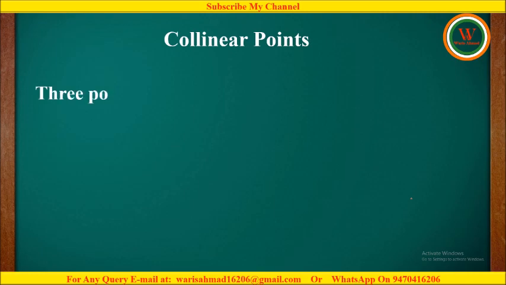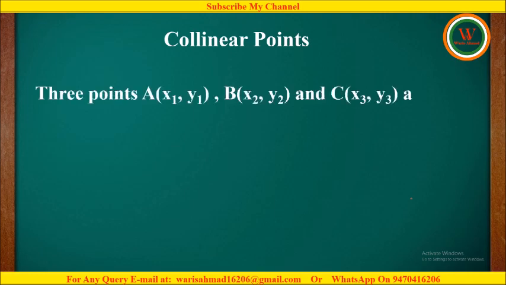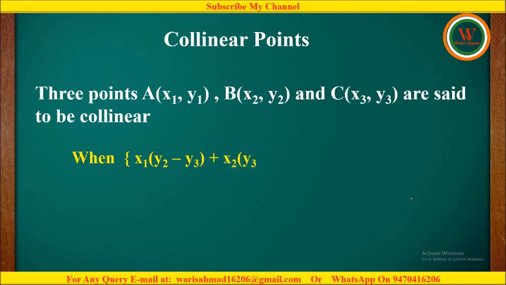Now the next topic is collinear points. Three points A x1, y1, B x2, y2 and C x3, y3 are said to be collinear when x1 under bracket y2 minus y3 plus x2 y3 minus y1 plus x3 y1 minus y2 is equal to 0. So let us see the concept of collinear points.